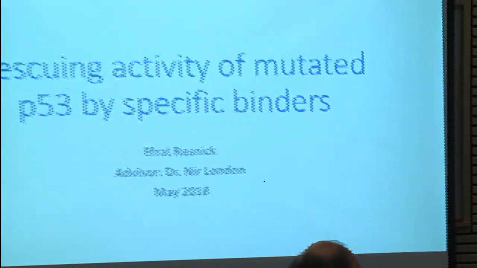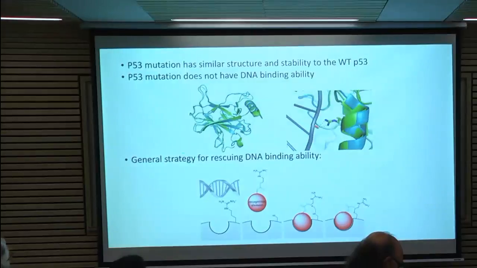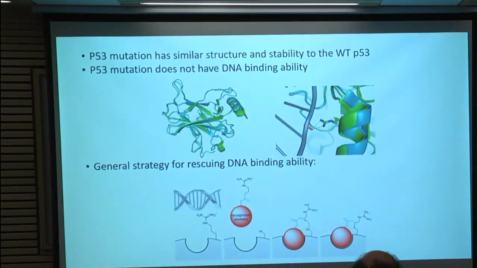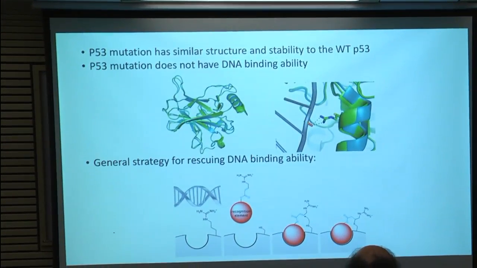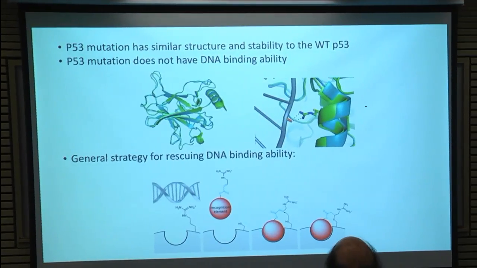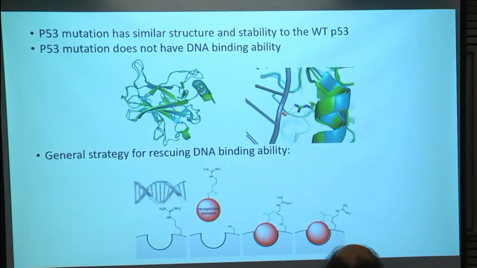The specific mutant that I'm researching is not able to bind DNA. If you look at the structures, you can see that its structure is very similar to the wild-type structure, but it still is not able to bind DNA, because the mutation is in the interface between p53 and the DNA. Our goal is to develop a compound that will be able to bind specifically to this mutated protein, and by doing so, reactivate it and mimic the wild-type protein.